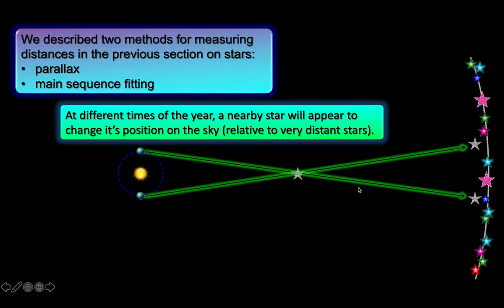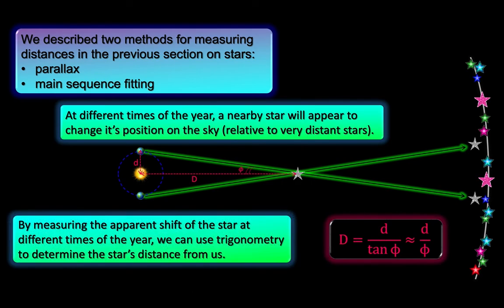Now this nearby star appears to be kind of close to this dark blue star. So at different times of year, a nearby star will appear to change its relative position on the sky compared to some really, really far away objects. Technically, these objects are all at different distances, but kind of like in photography, if objects are at a whole bunch of different distances, but they're all really far away, you just pretend they're all infinitely far away and go from there. So, using trigonometry, it is possible to then calculate the distance from the sun to this nearby star if you can measure the shift in this angle.